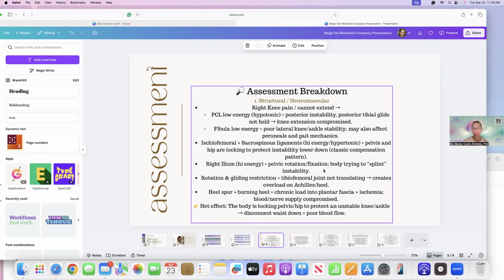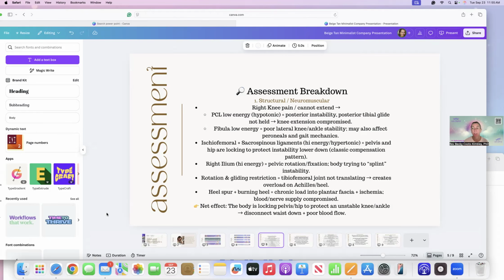There's pelvic rotation, fixation. The body is trying to splint this instability. So again, the body has to compromise somewhere for either lack of motion or too much motion. Rotation and gliding restriction. The tib-fib joint is not translating like it should be. So this is going to create a shear or an overload on the Achilles because there's no rotation component. And then that's going to create the heel spur, the burning pain, chronic overload on the plantar fascia.